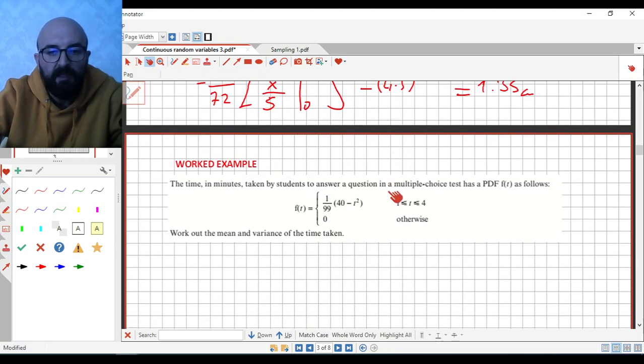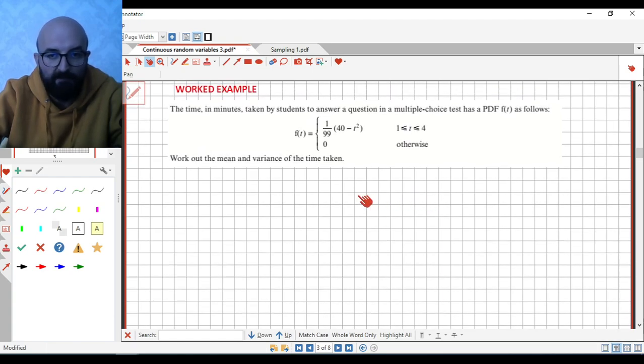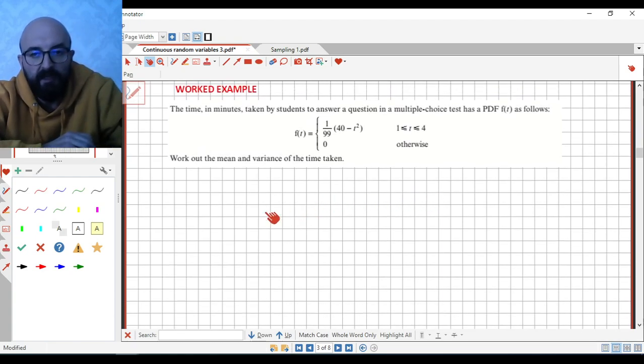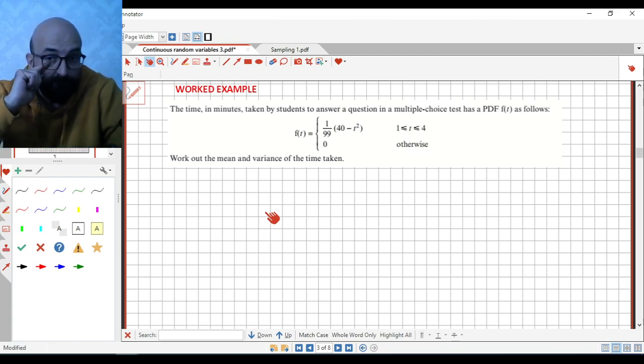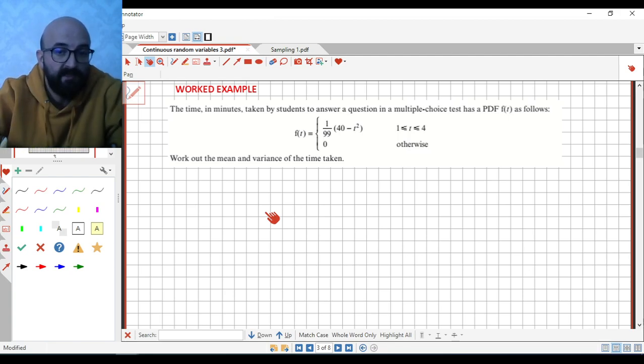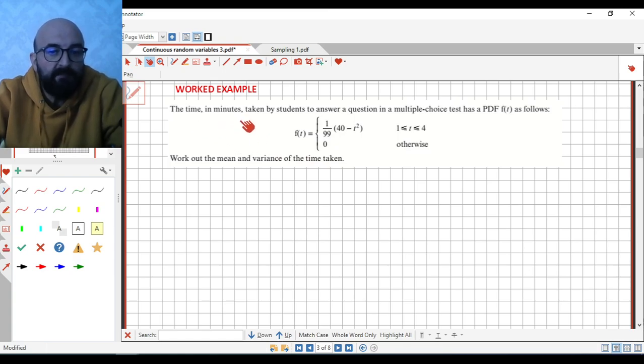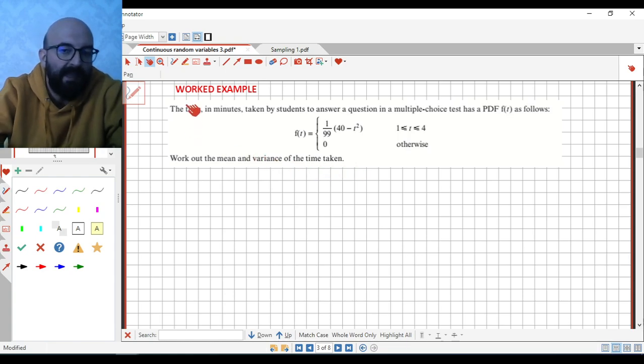Okay, now we have one more example about finding the expectation and variance. The time in minutes taken by students to answer a question in a multiple choice test has a PDF f(t) as follows, like this. Work out the mean and variance of the time taken.